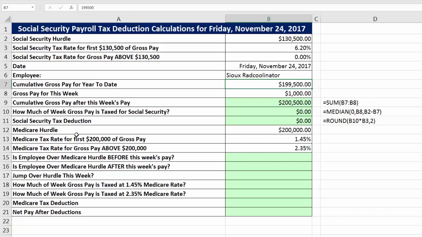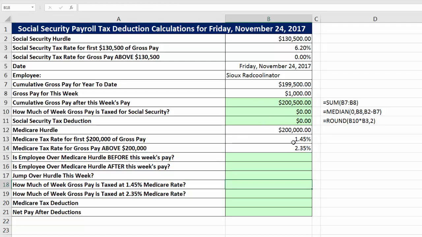Now let's do this for Medicare. There's the hurdle of 200,000. There's the tax rate before, after the hurdle. Now I'm going to skip over 1, 2, 3. We don't need to do any of these calculations. Those are true, false calculations. I'm just going to skip straight to how much of week's gross pay is taxed at 1.45%.